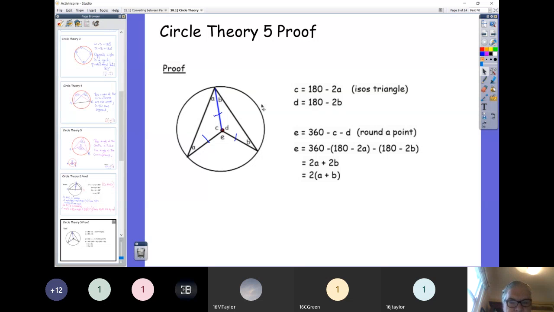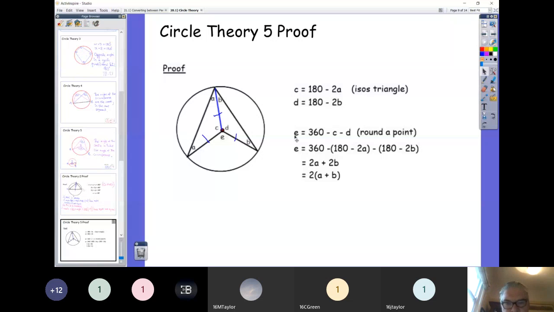Now, what do we know about E? Well, angles about a point add up to 360, don't they? So E plus C plus D must be 360. Or in other words, E equals 360, take away C, take away D.